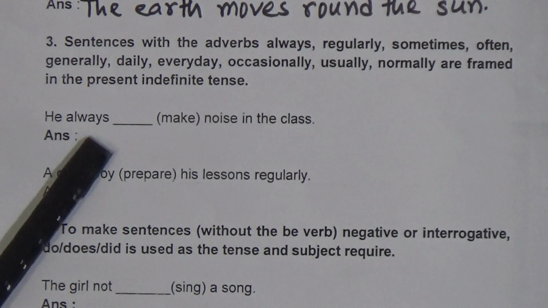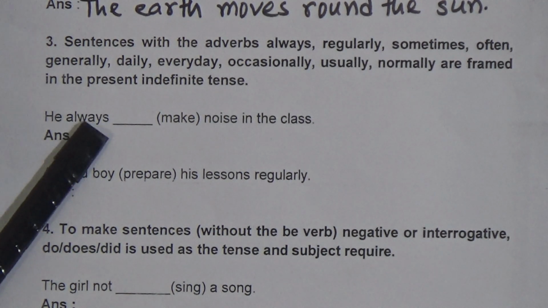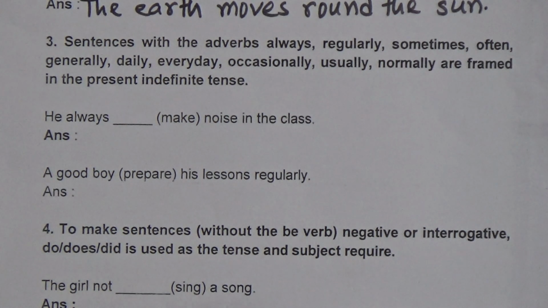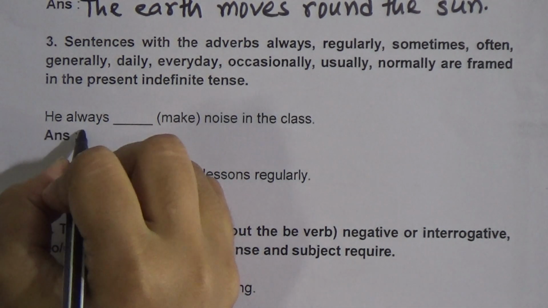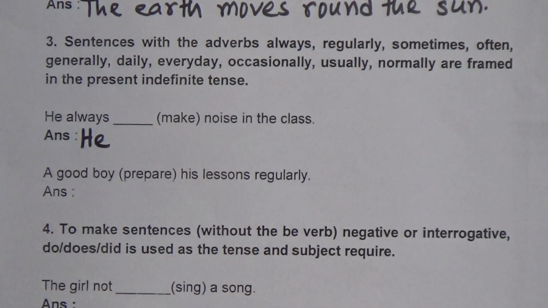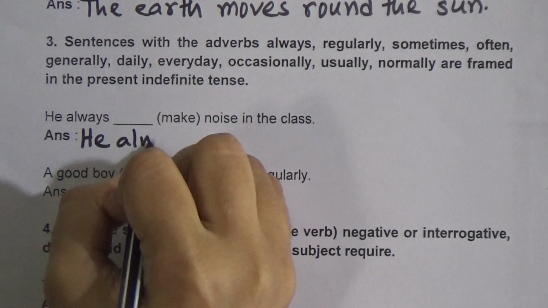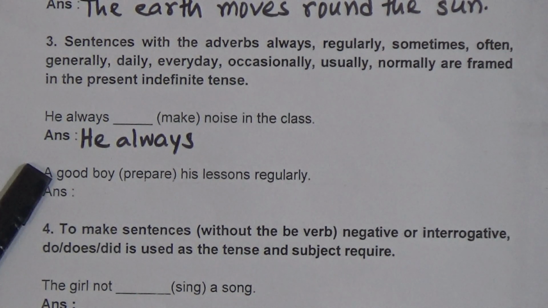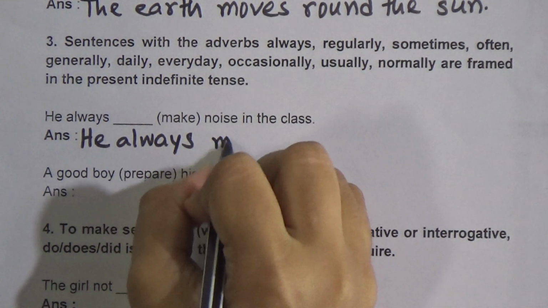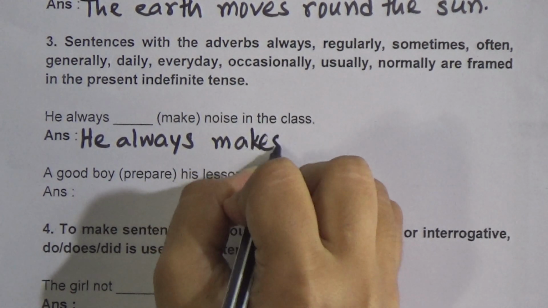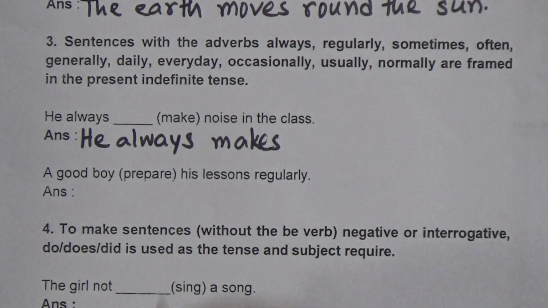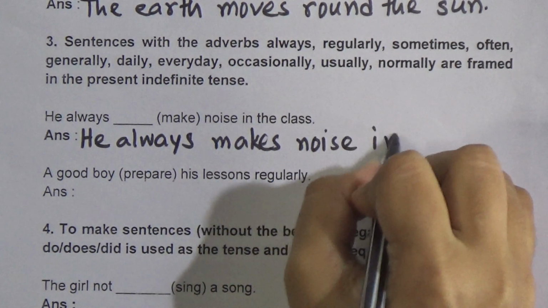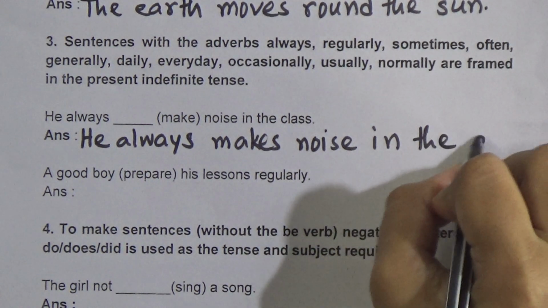Now look, he always make noise in the class. Here is the adverb always, so we will use the structure of the present indefinite tense. Here our subject is he, and then we will write always. We know that he is the third person singular number, so we will add s to the verb. He always makes noise in the class.